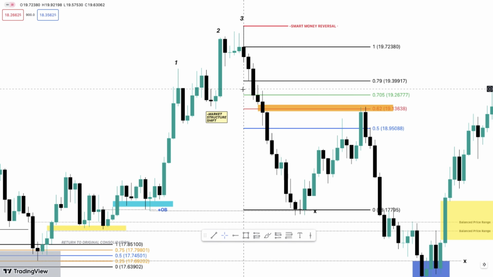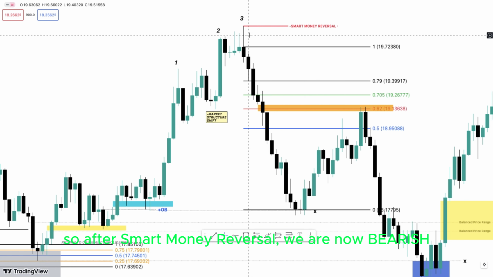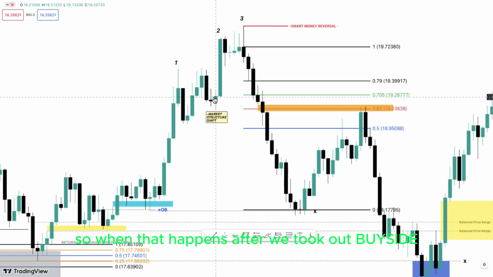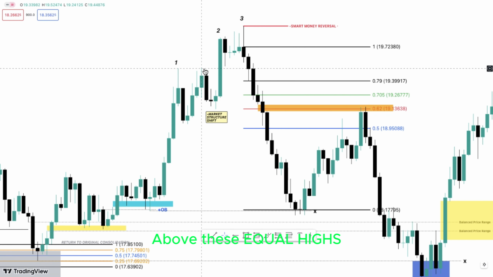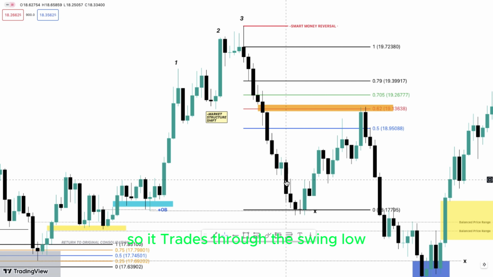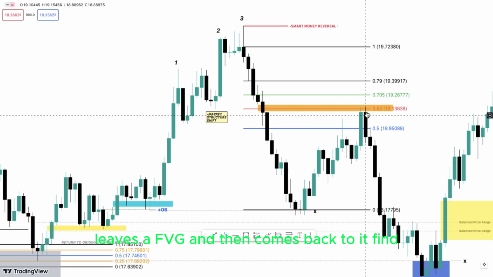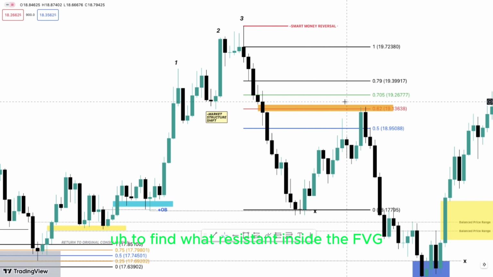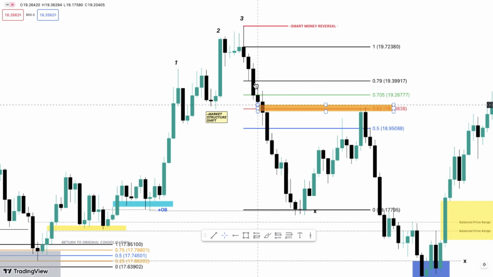Okay, anyway. So after the smart money reversal, we are now bearish. Swing low there, it trades below the swing low. Can you see that? So when that happens, after we took out buy side liquidity above these equal highs, that's a market structure shift. It trades through the swing low, leaves a fair value gap, and then comes back to it to find resistance inside the fair value gap.